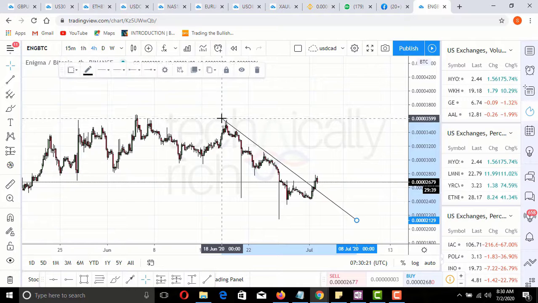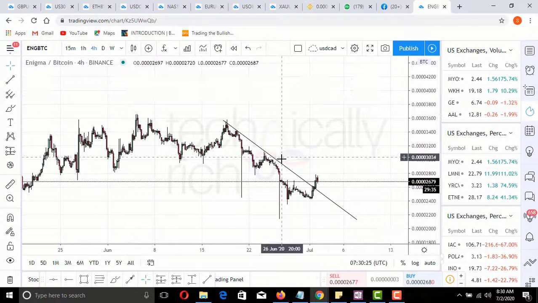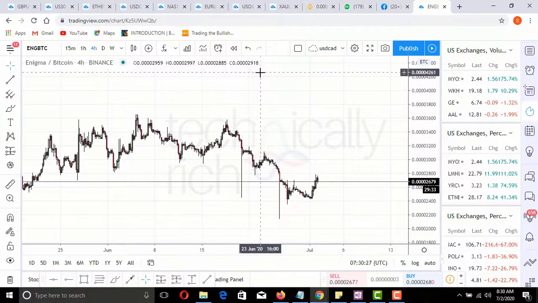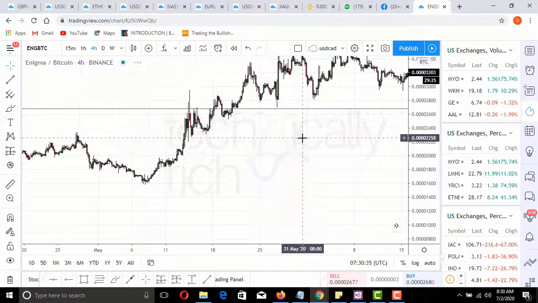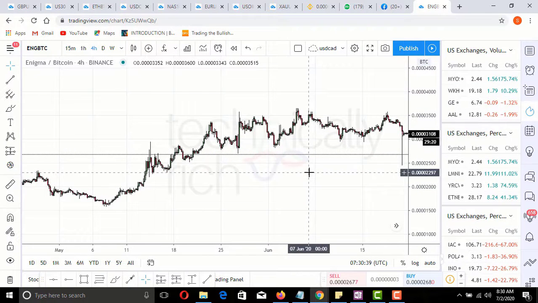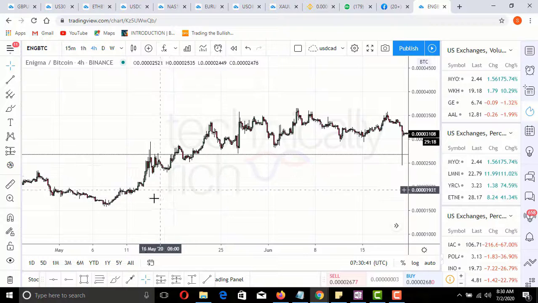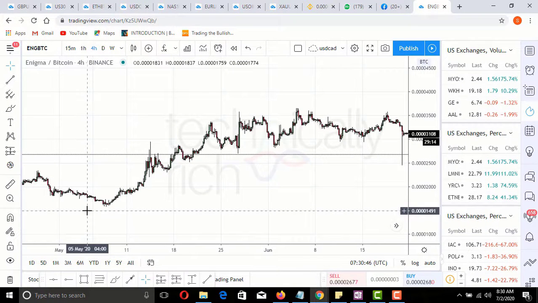Now to draw your trend line, let me start this all over. To draw your trend line, you are looking to connect the higher lows in an uptrend, right? So we just did an uptrend, sorry for that. Now I can see an uptrending market here.